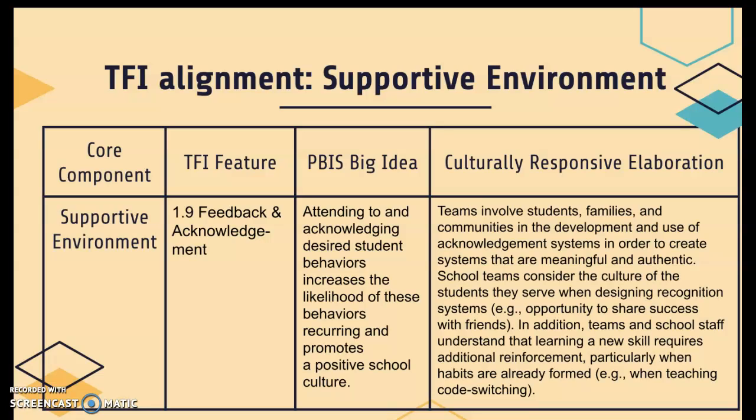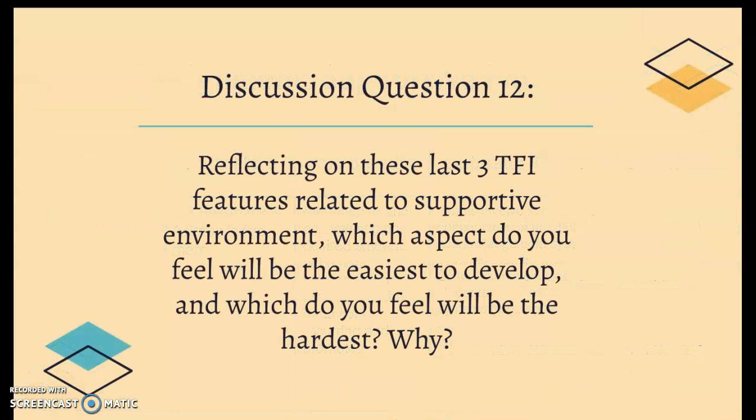And we understand that the learning of a new skill requires additional reinforcement, particularly when habits are formed or when we have to teach code switching. So when we know students have different expectations in their home or community environments and moving into school where the expectations are different, how do we rely on the teaching and the reinforcement to be able to support the learning of those expectations? So let's reflect here in the next discussion question, reflecting on those last 3 TFI features related to supportive environment. Which aspect do you feel will be the easiest to develop and which do you feel will be the hardest and why?